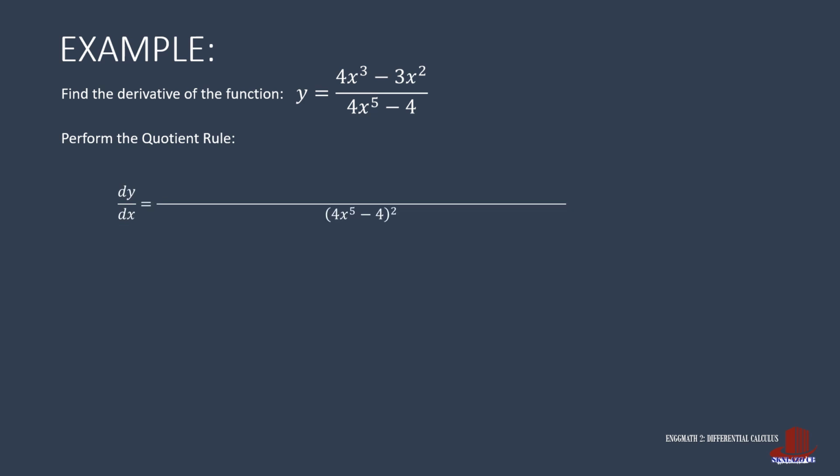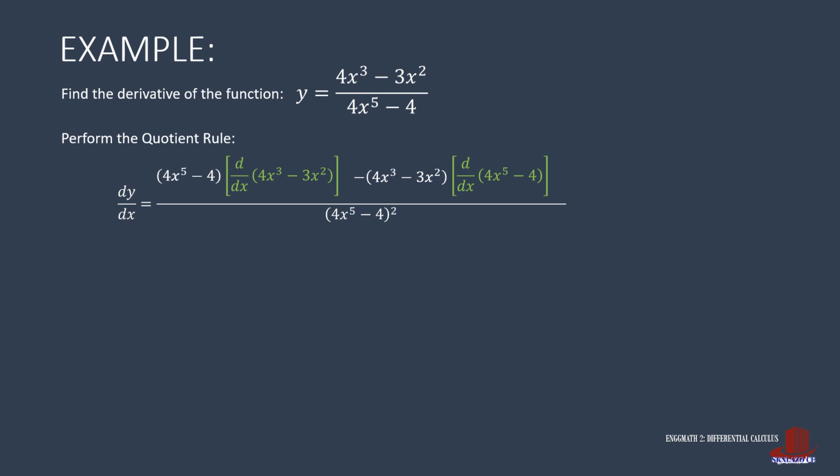Start with dy over dx having a denominator of the square of the lower term, 4x raised to 5 minus 4. In the numerator, copy the lower term, 4x raised to 5 minus 4. Then multiply the derivative of the upper term, 4x cubed minus 3x squared. Then subtract the upper term, 4x cubed minus 3x squared, multiplied by the derivative of the lower term, 4x raised to 5 minus 4.